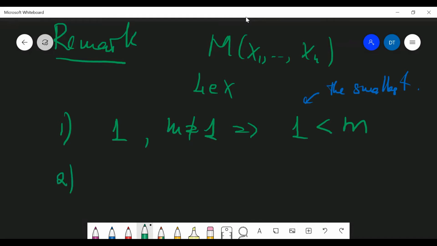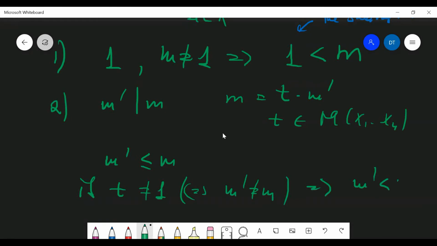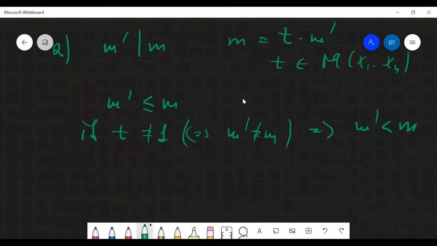Property number 2: if one monomial m prime divides the other monomial m, in this case we can represent m as the product of t and m prime, where t is also a monomial in variables x1, ..., xn. In this case, monomial m prime is not greater than monomial m. And if t is not equal to 1, which is exactly the same as saying m prime is not equal to m, in this case m prime is strictly smaller than m. So this is a linear ordering, and it is finer than the ordering given by the division procedure.